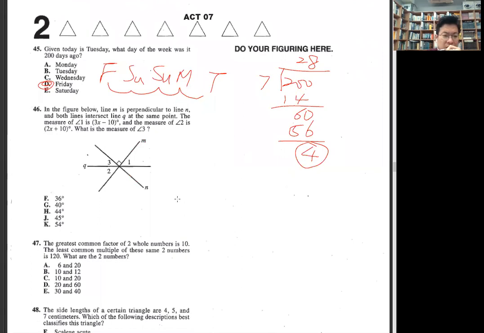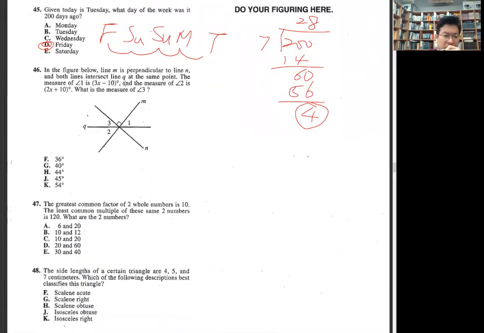Number 46. Say these lines represent this. The measure of this one is 3x minus 10. The measure of 2 is the same, since it's opposite: 2x plus 10, then x equals 20. The measure of 3: if you plug 20 here, it's 60 minus 10, so it's 50. This is 50, and that has to be 40 then.